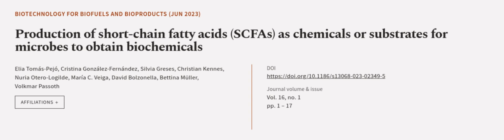This article was authored by Elia Tomás-Pejó, Cristina González-Fernández, Silvia Greses, and others.